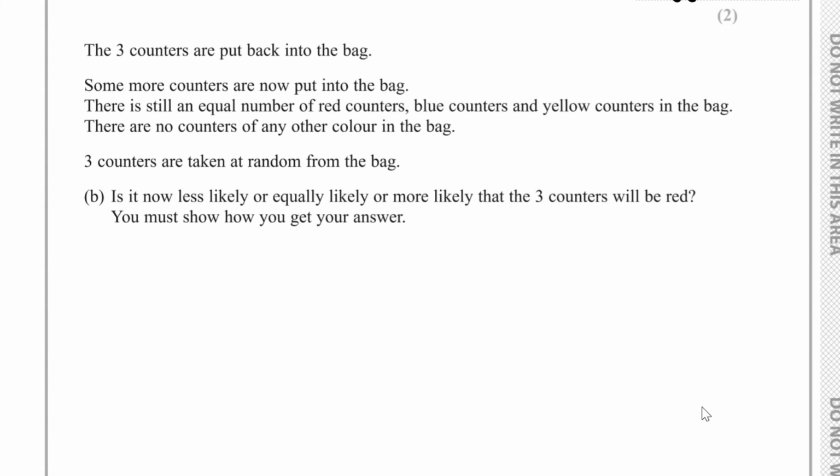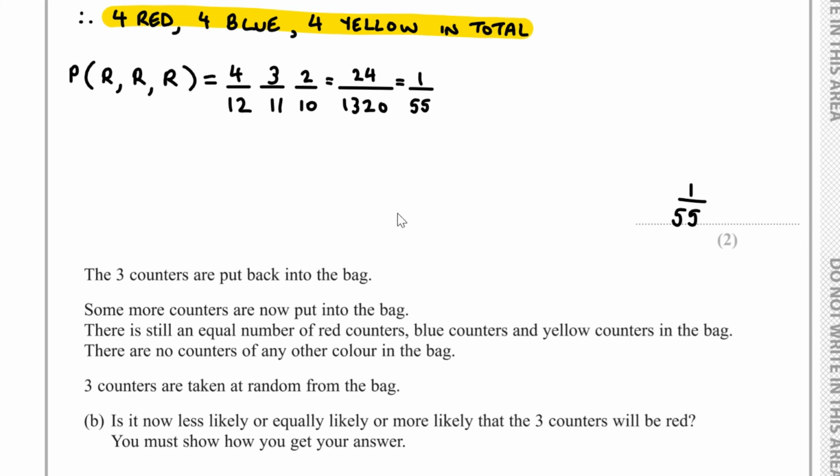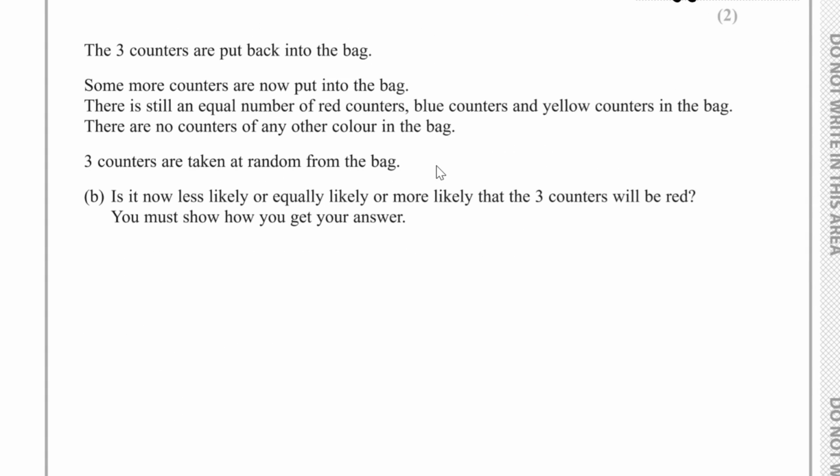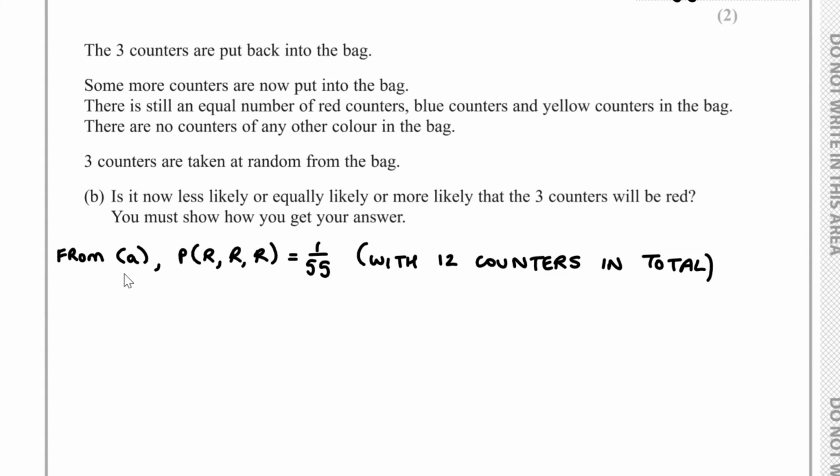So, if we think about it, we already know from part A that the probability of selecting 3 red is equal to 1 over 55. Let's just write that down. So from part A, the probability of selecting 3 red is equal to 1 over 55, and this was with having 12 counters in total. Now we're adding more counters into the bag.